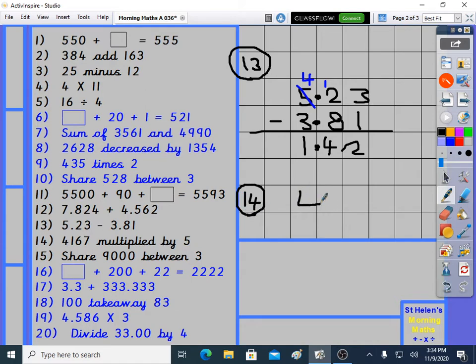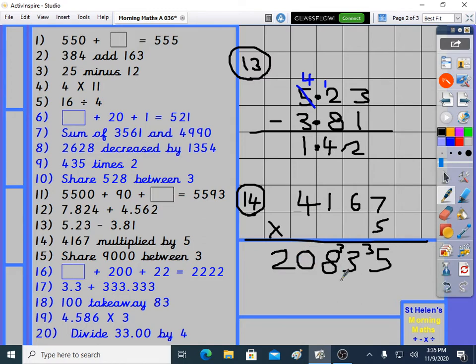We'll do standard method. 4,167 multiplied by 5. So 5 times 7, 35. 5 times 6, 30 plus 3, 33. 5 times 1, 5 plus 3, 8. 5 times 4, 20. 20,835. If you have a comma, that's where it goes.